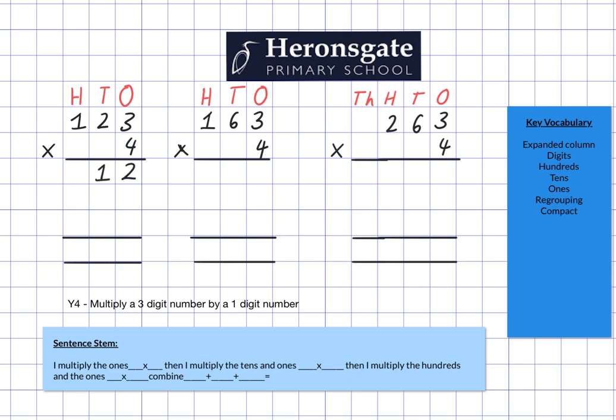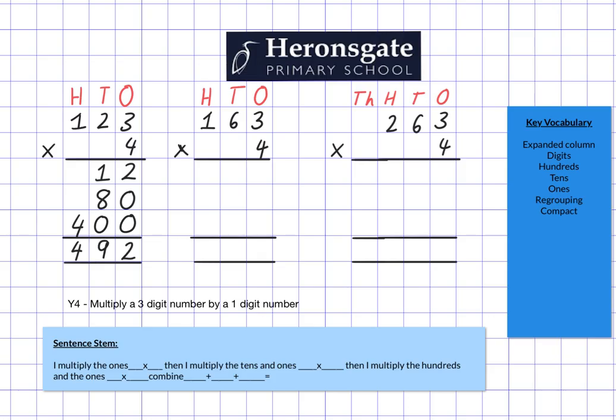And then we would multiply the tens and the ones. So we've got 20 times 4, which is 80. And then this is the additional step we have in year 4. We do the hundreds times the ones. So 100 times 4 is 400. Once we multiplied all the ones, tens and hundreds, then we would combine them. So we would work out this. 400, and we're adding the tens, 92.